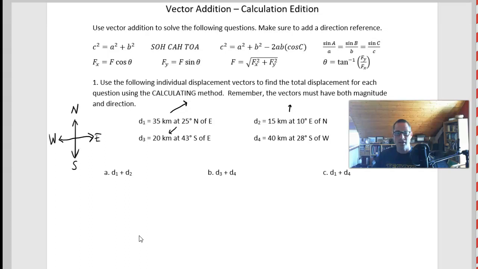Wow, sorry, that's a huge mistake. South of east would be this direction. Sorry about that. This is south of west, so this one is more like that kind of arrow. Anyway, so these are the vectors. Visually, that's what they kind of look like.